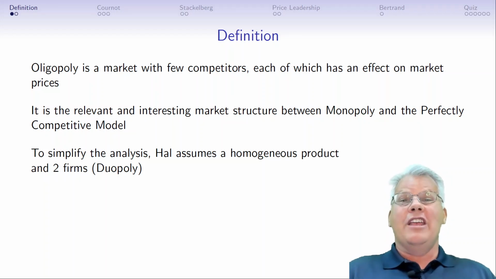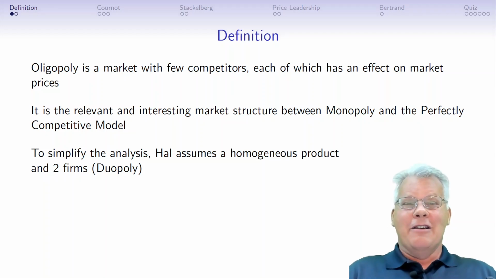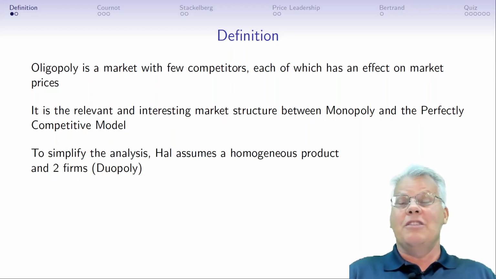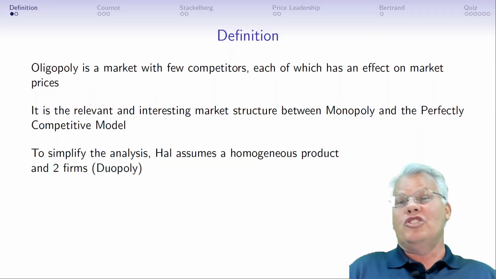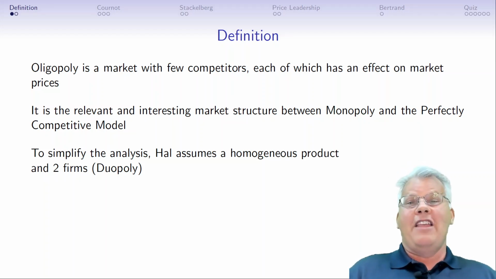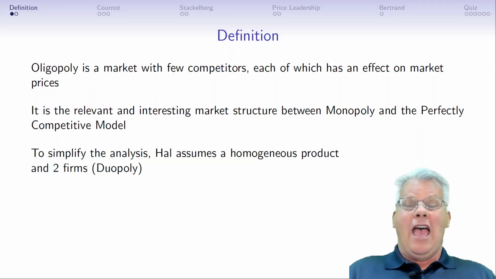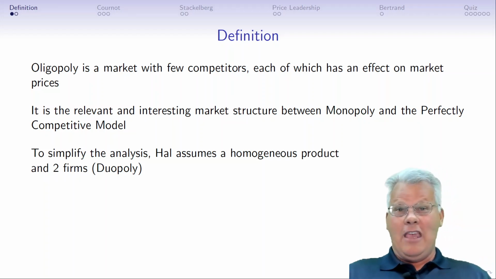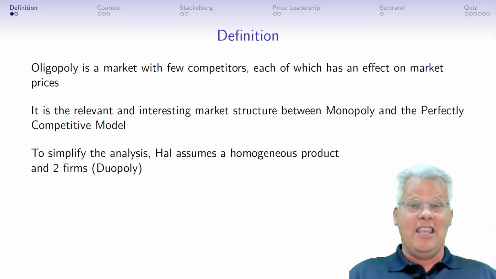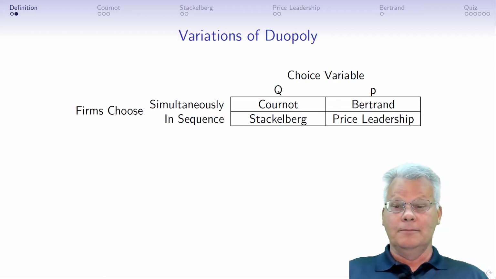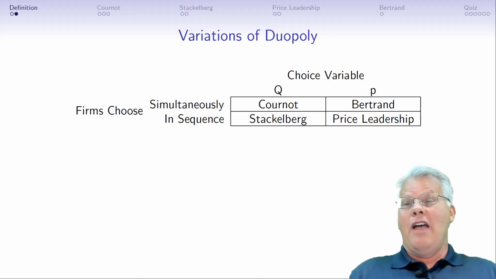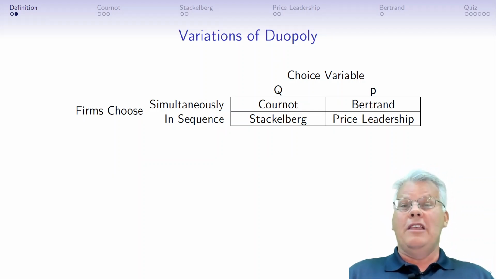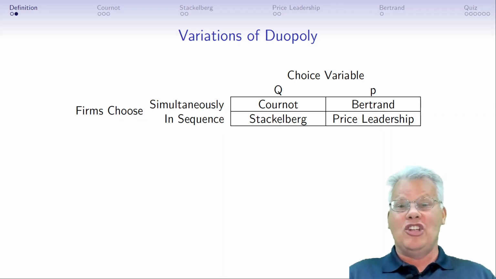And when we consider how to analyze this market and how to set it up, as always, Varian helpfully makes the simplifying assumptions to make the math as easy as possible. Few could be as few as two. So to simplify the mathematics of oligopoly, Hal will assume two firms, a homogeneous product. And the terminology for this is he will assume a duopoly. We have four variations of duopoly that Varian considers in Chapter 28.